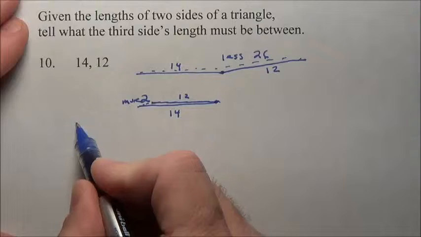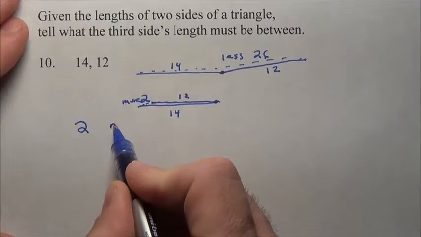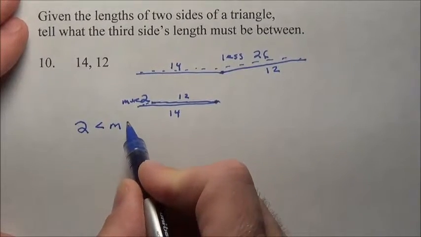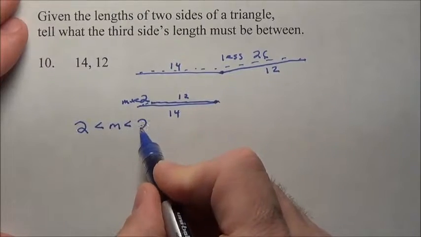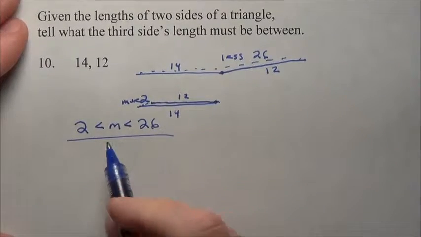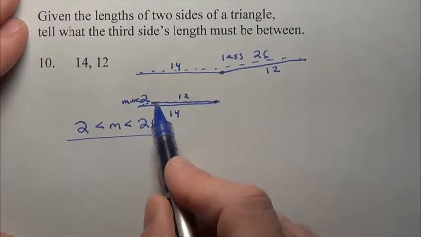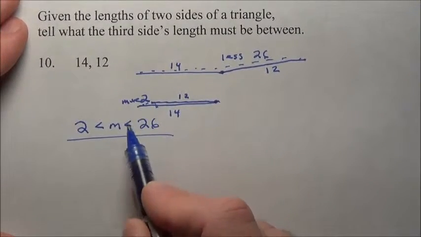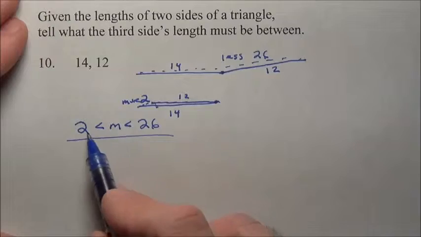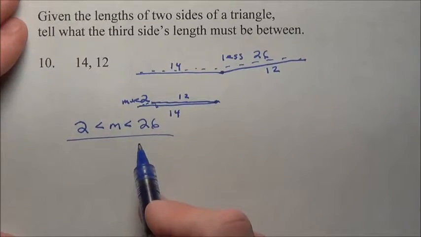So the measurement we say is between 2 and the largest, 26. That's our answer. Now it can't equal them, so we don't put an "or equal to" here, because if it was laying flat, it would be exactly 2. It's got to be a little bit more than 2. So the measurement is between 2 and 26.